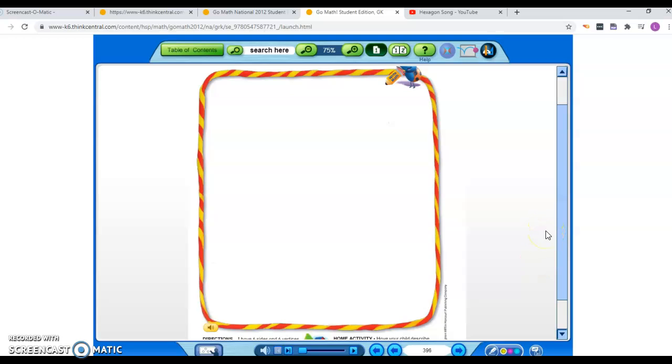Tomorrow we're going to talk a little bit about all of our shapes and compare them. And then we're going to take our test over our shapes on Friday.